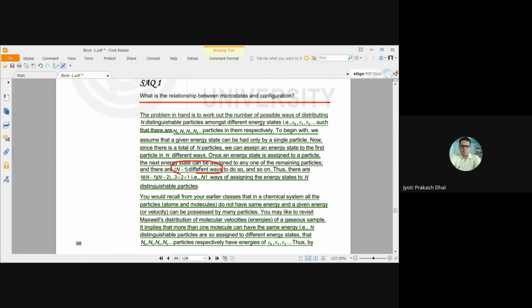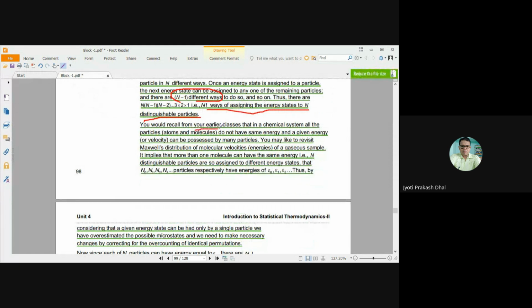Thus, the total number of ways of arranging n distinguishable particles in n energy states will be equal to n into n minus 1 into n minus 2 into n minus 3 and so on, down to 3 into 2 into 1. The number of ways to arrange the last particle is 1. So that is called n factorial ways of assigning the energy states for n distinguishable particles.